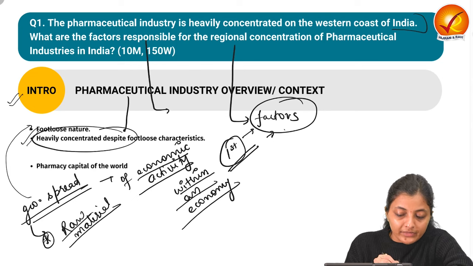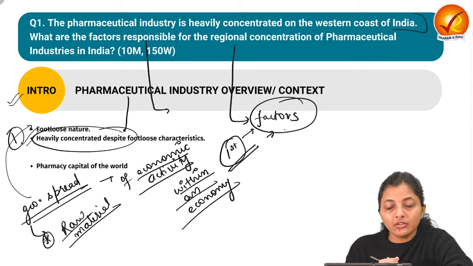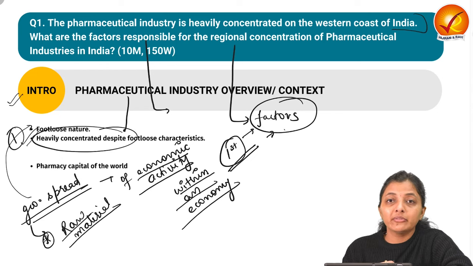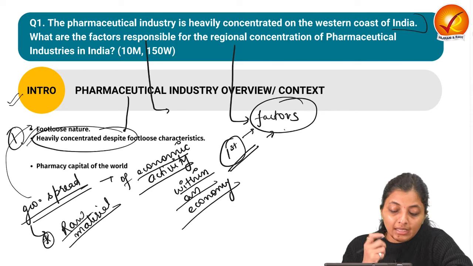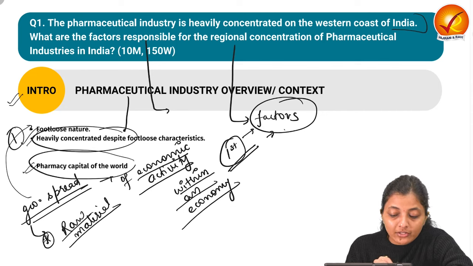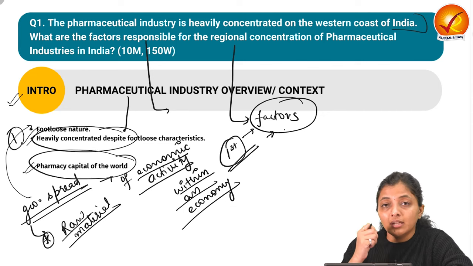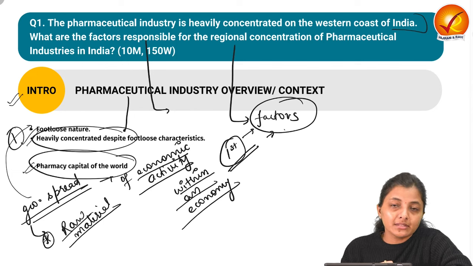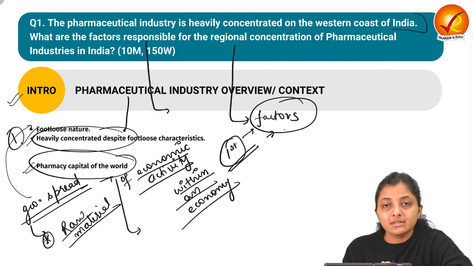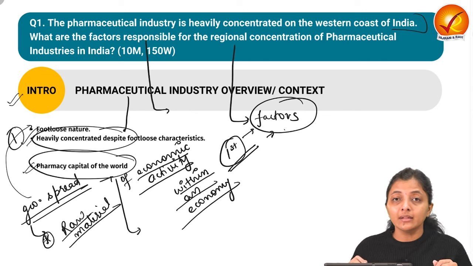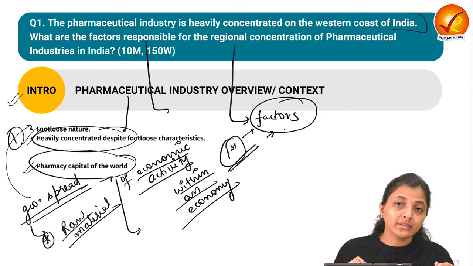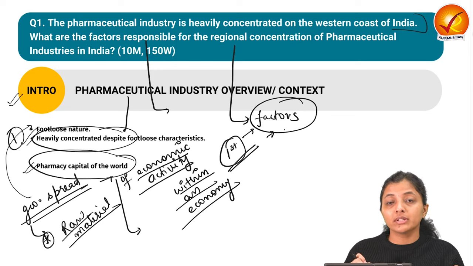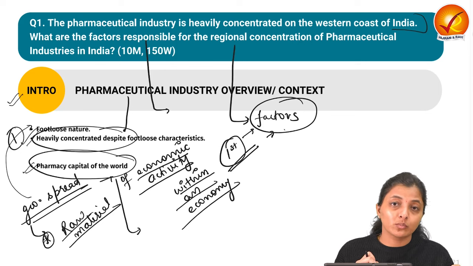Okay, so this way you can introduce your answer, or you can get to know about the brief manufacturing or the industrial location part. Next, you can also use some basic concept or the context of why this question is being asked. Because in the COVID times, we witnessed that India was the major exporter of generic medicines towards the third world countries, and India also exported vaccines to a major part of the world.